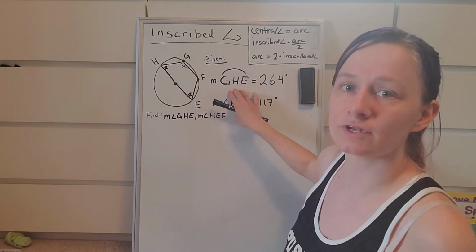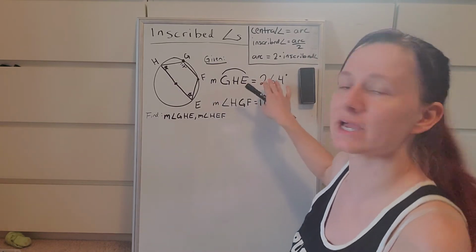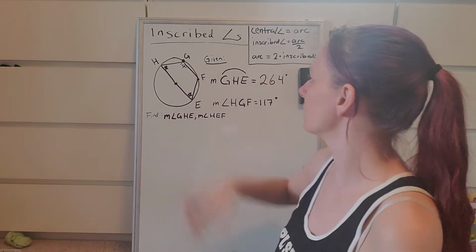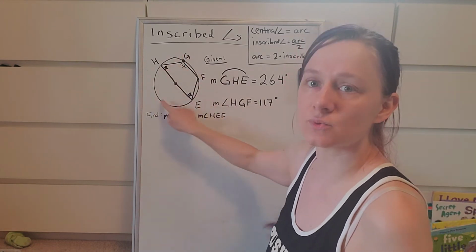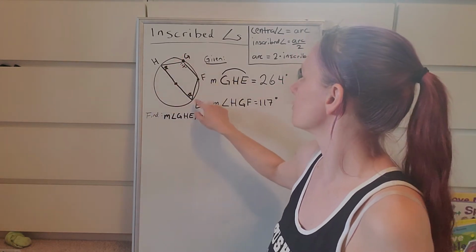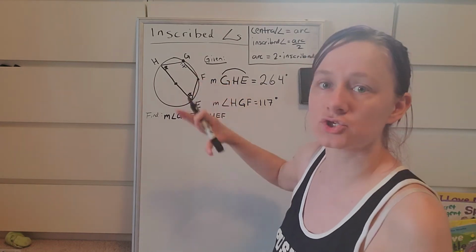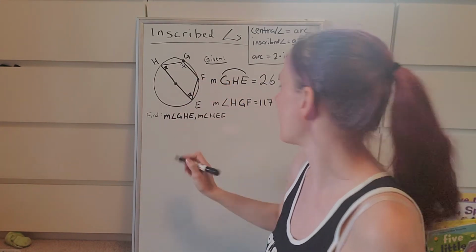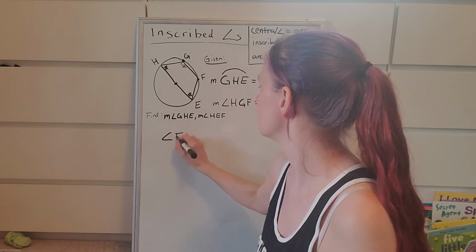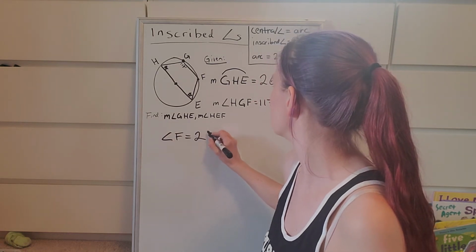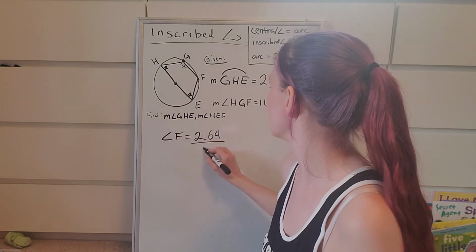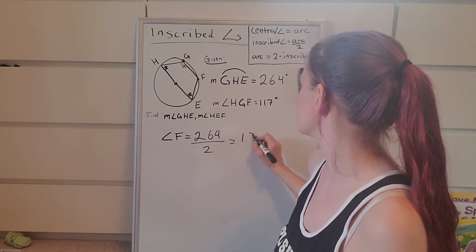So here we're given an arc, so we want to divide that by 2 to find the inscribed angle. So GHE is this one here. So that means angle F is our inscribed angle that goes with that arc. So angle F is going to be 264 divided by 2, which is 132.